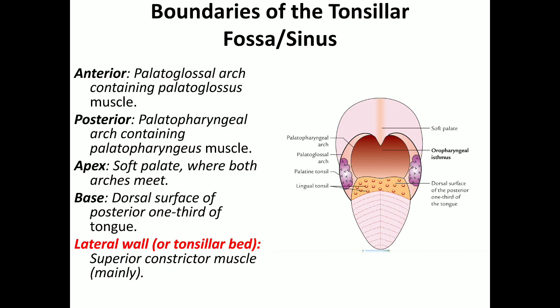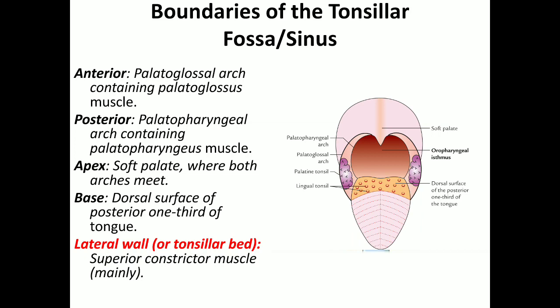Now coming to the boundaries of the tonsillar fossa or the tonsillar sinus, the anterior boundary is formed by the palatoglossal arch and the posterior boundary is formed by the palatopharyngeal arch. The palatoglossal arch contains the palatoglossal muscle and the palatopharyngeal arch contains the palatopharyngeal muscle.